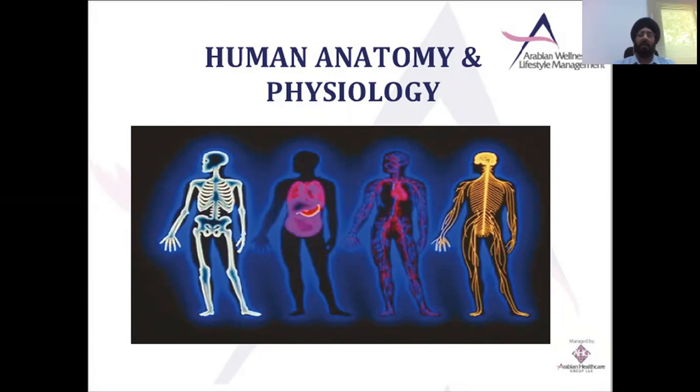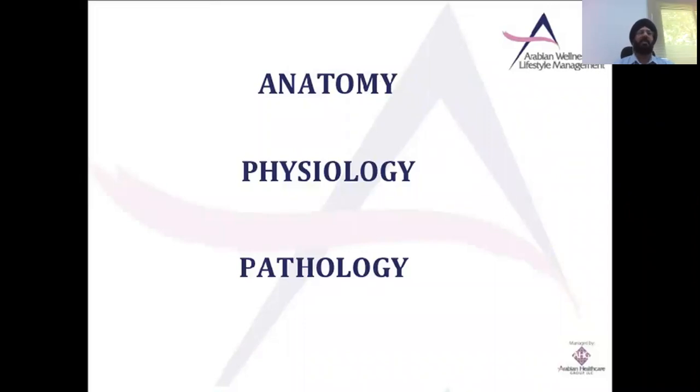What is anatomy? Anatomy is a branch of science which deals with the study of structure, shape and size of the organs and the bones. Whereas physiology is a branch of science which deals with the normal function of visceral system in the human body. While pathology is a branch of science which deals with the study of abnormal functions, disease process, etc.